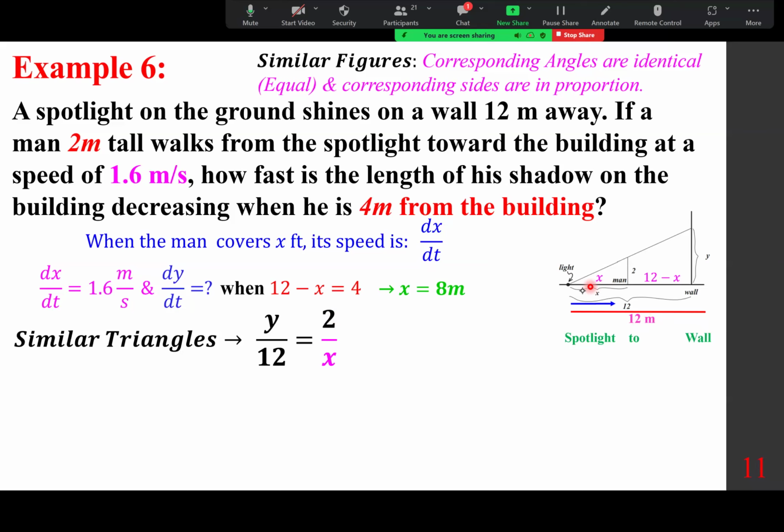This is not the only way to write that. You can write x from the small one, 12 from the large one, equals 2 from the small one, y from the large one. And it's important to see that what I wrote here, the cross product is the same as the cross product here. So there are several different ways you can set this up. Okay, everybody? So whatever you're comfortable with, stick with that. Now, remember what we have.